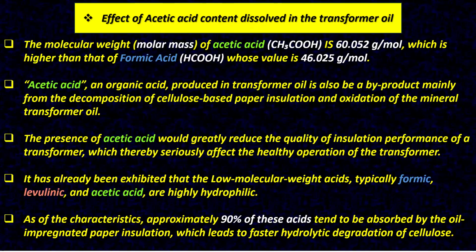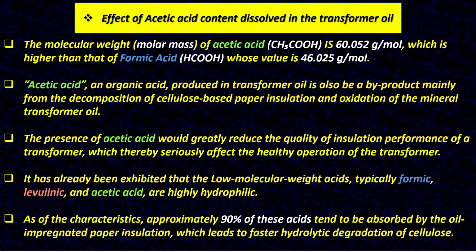Acetic acid, an organic acid produced in transformer oil, is also a byproduct mainly from the decomposition of cellulose-based paper insulation and oxidation of the mineral transformer oil. The presence of acetic acid would greatly reduce the quality of insulation performance of a transformer, which thereby seriously affects the healthy operation of the transformer.